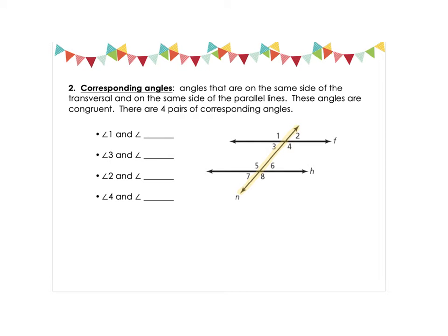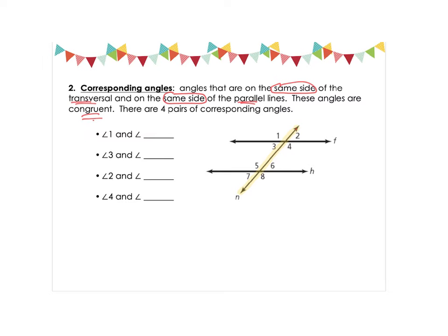Okay, the next type is called corresponding angles. Corresponding angles are on the same side of the transversal, and they're on the same side of the parallel lines. These angles are congruent. All right, so let's look. So transversal is the one that's highlighted.